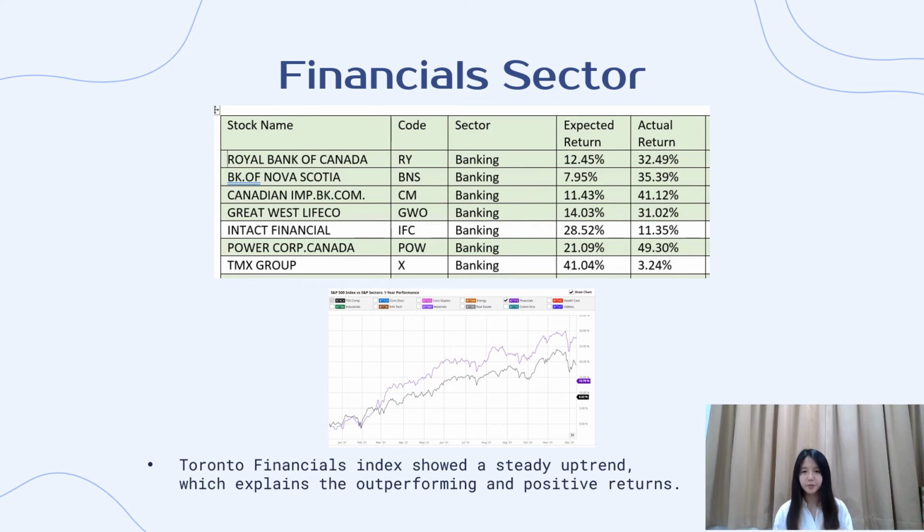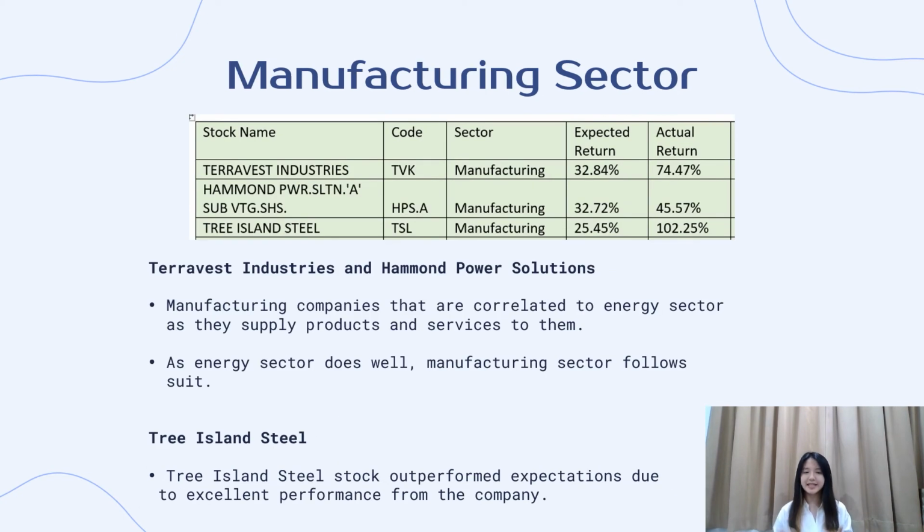As we can see from the graph above, the financial sector had grown at a stable pace during 2021 and did not have a big fluctuation throughout the year. Therefore, most of the stocks from the financial sector achieved a positive return and exceeded their expected return. Lastly, 3 stocks selected from the manufacturing sector had all exceeded their expected return.